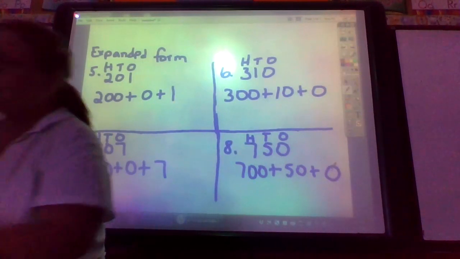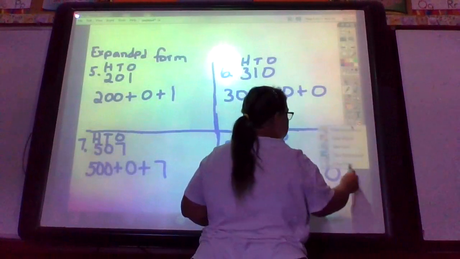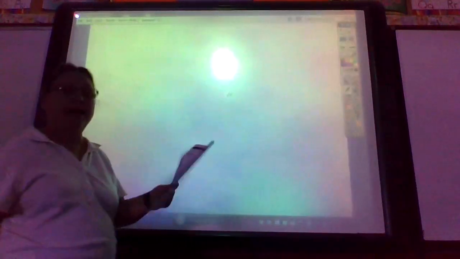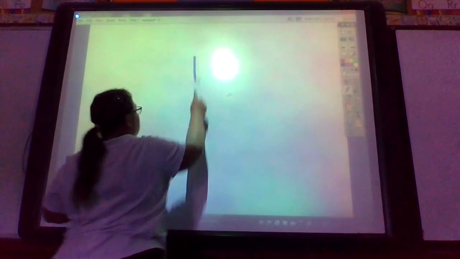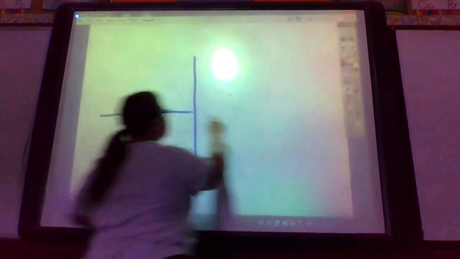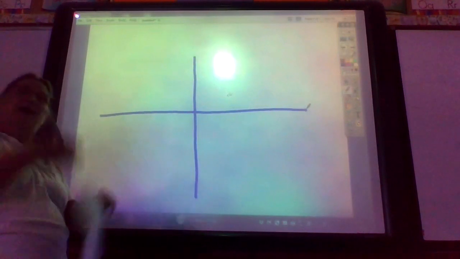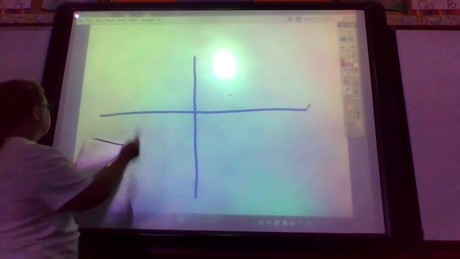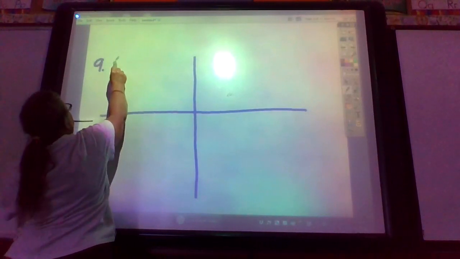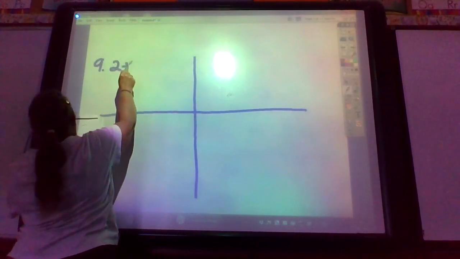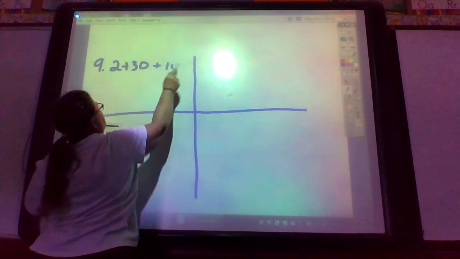All right, now, I'm going to erase this, and then we're going to look at the back side of your exit ticket. This time, we're going to take it from expanded form, and we're going to put it into a number. So, number 9 is 2 plus 30 plus 100.